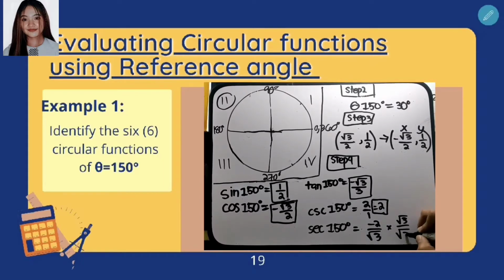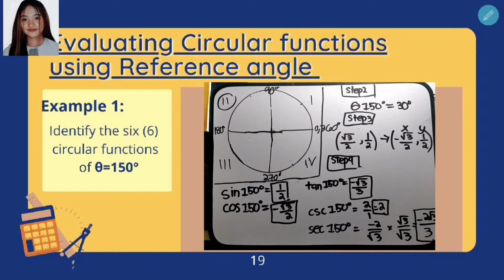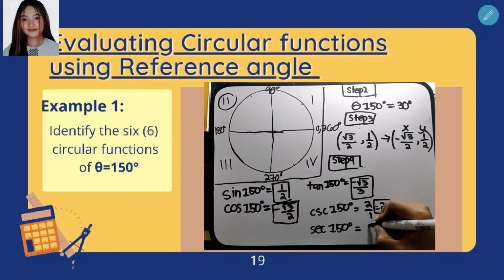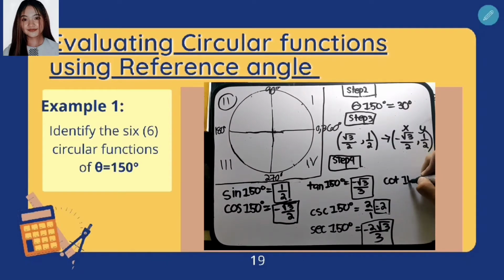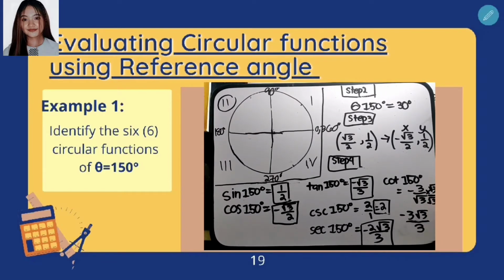And then we have to rationalize this. So multiply both numerator and denominator by square root of 3. So we will get a negative 2 square root of 3 all over 3. And for the cotangent of 150 degrees, we will just get the reciprocal of the tangent, which is the negative square root of 3 over 3. Therefore, we have negative 3 over square root of 3, and then we have to rationalize this. So multiply both numerator and denominator by square root of 3. And we have negative 3 square root of 3 over 3. Then we can still cancel the 3, and we will get a negative square root of 3.